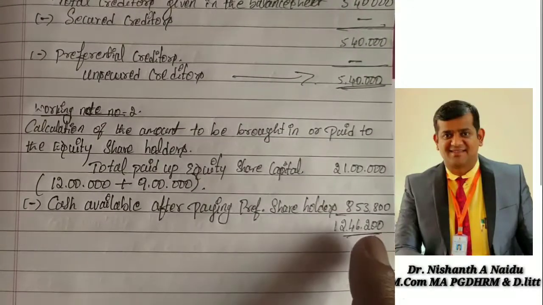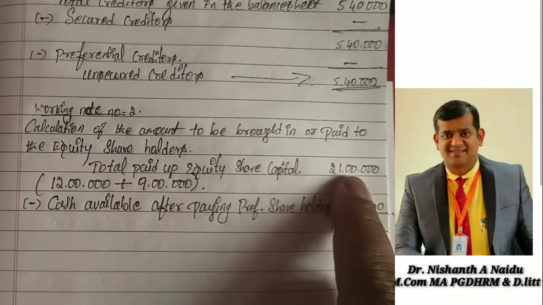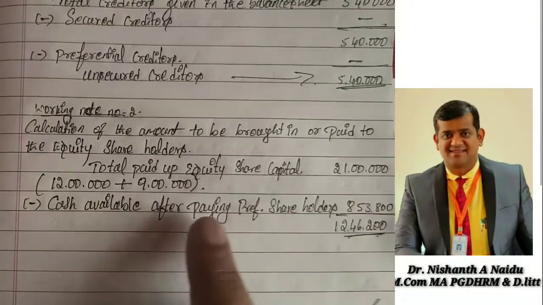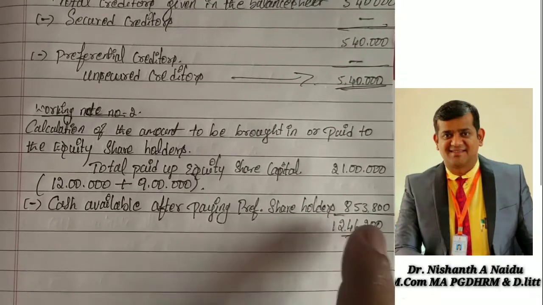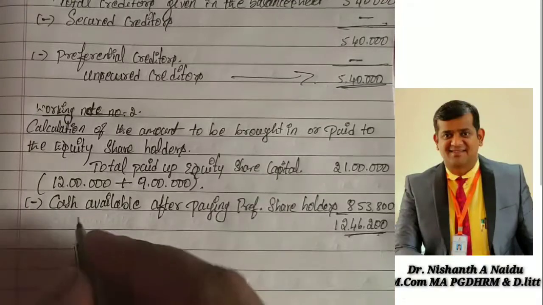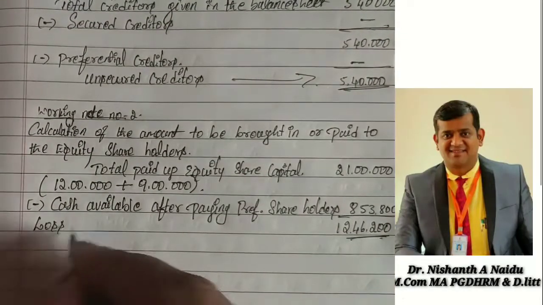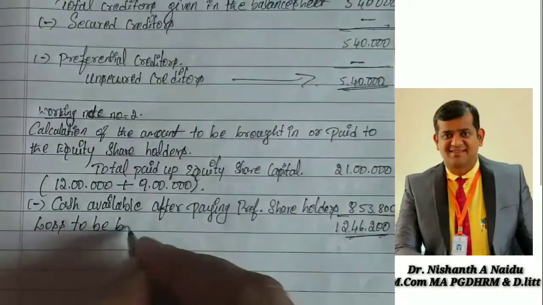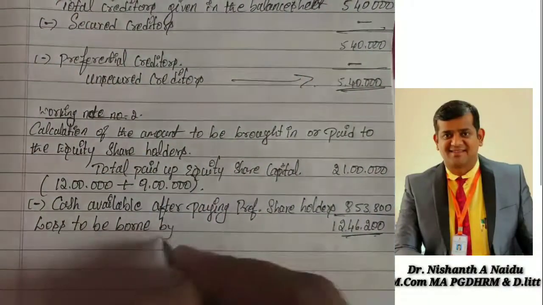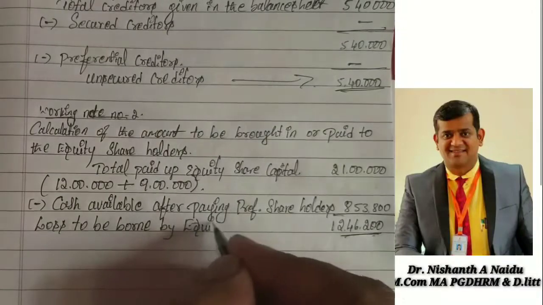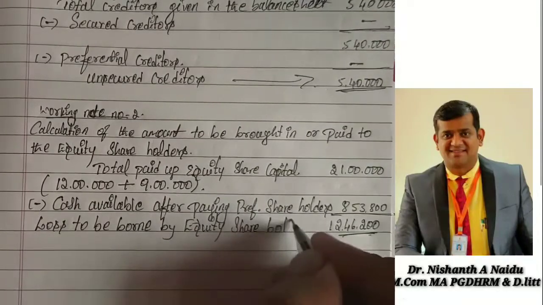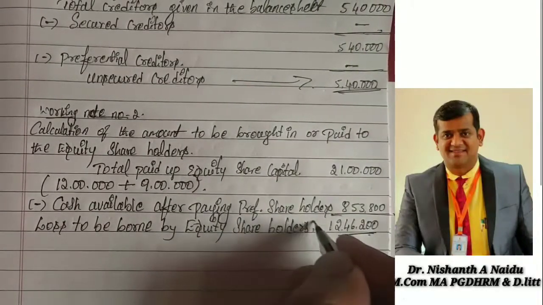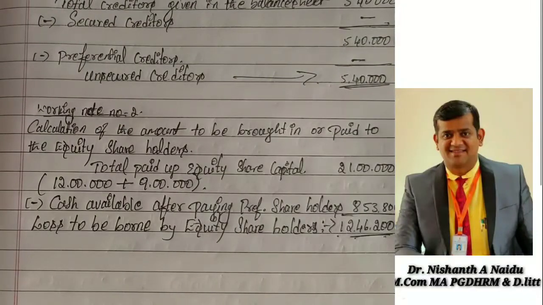12,46,200. Since this is lesser than this, total paid up capital is 21 lakh, but cash available to distribute among equity shareholders is 8,53,800. So then this is going to be a loss, clear? So this is going to be a loss. So write loss to be borne by equity shareholders. So you should write this so that we will have a clarity.